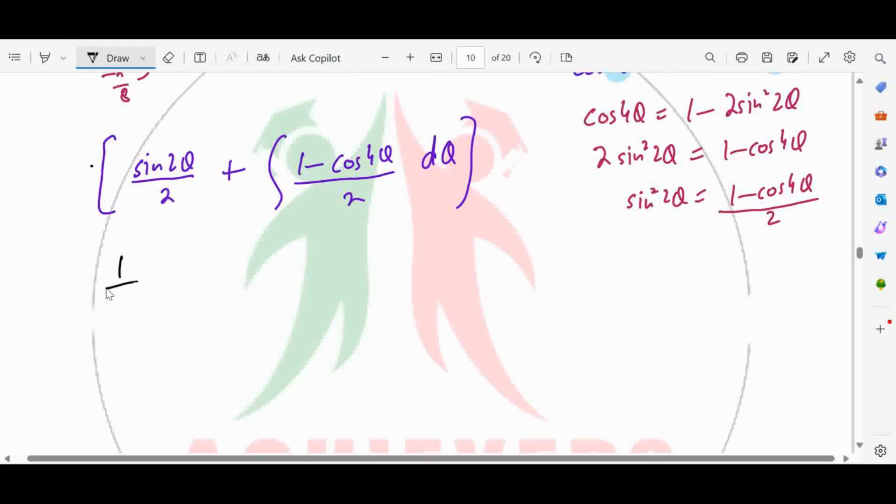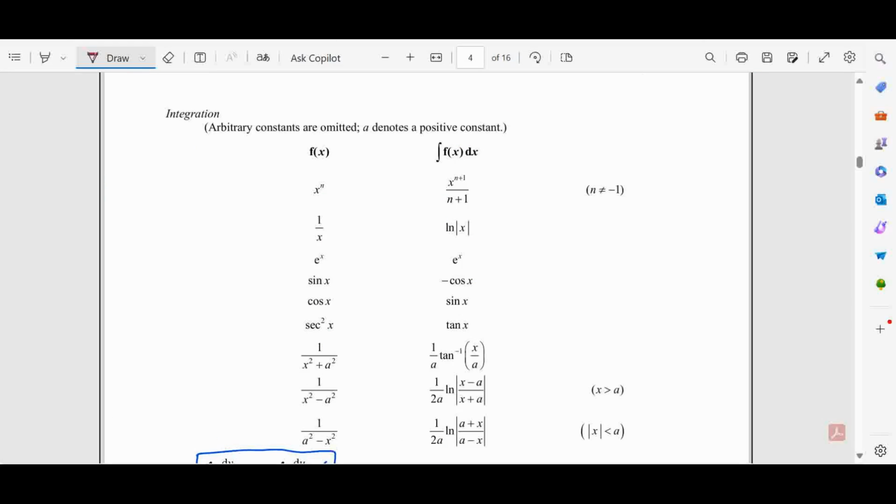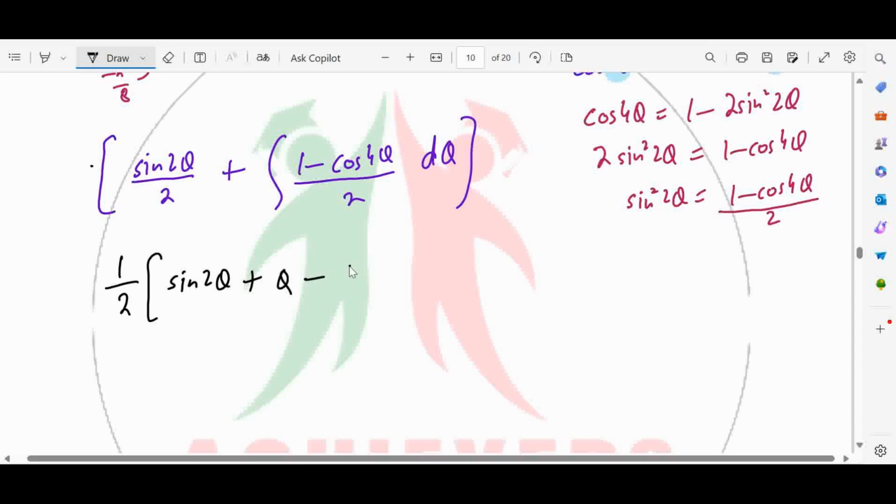Now this will be 1 by 2 sine of 2 theta plus integral of this will be theta minus the integration of cos 4 theta. Integration of cos 4 theta is this thing. Okay, that means sine of 4 theta divided by 4, from minus pi by 8 to pi by 8.